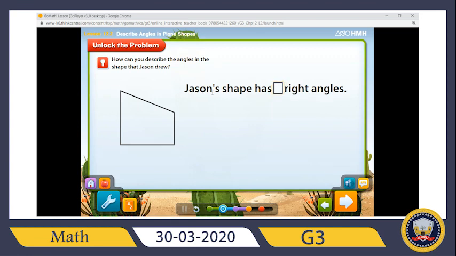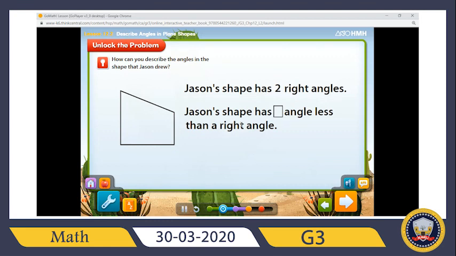It's asking whether Jason's shape has right angles. Remember, right angles. How many right angles can you see here? First of all, let's check. In this shape, how many angles can you see? 1, 2, 3, and 4, right? There are 4 angles. So how can I find right angles? For example, this part and this angle. They are representatives of a right angle. Yes, they are an example of a right angle. So the first one is here and the second angle is here.